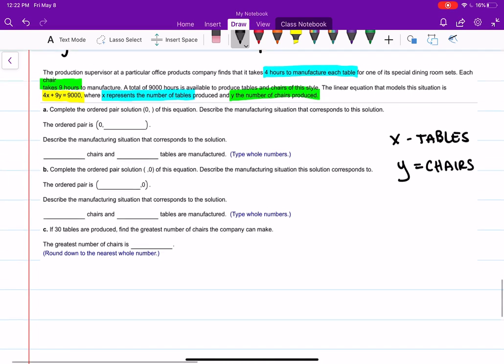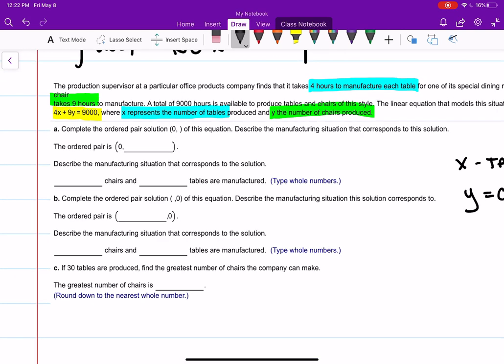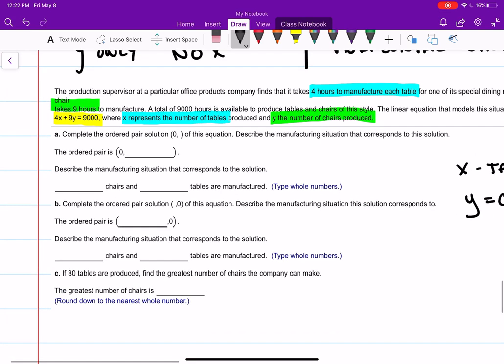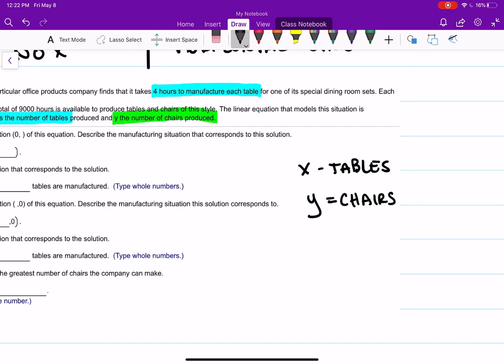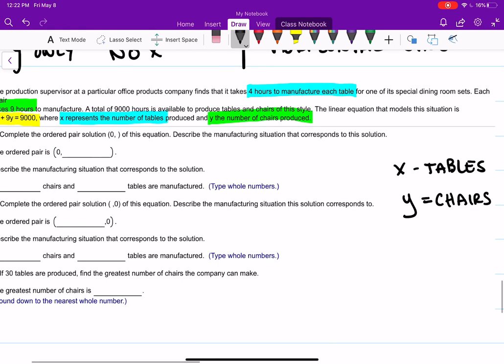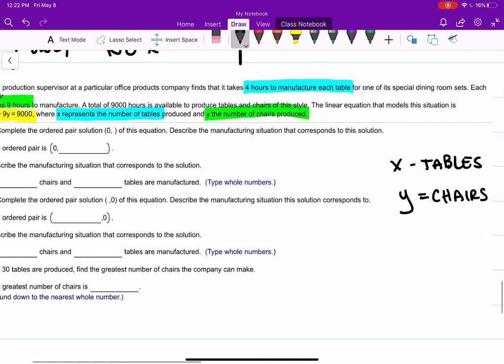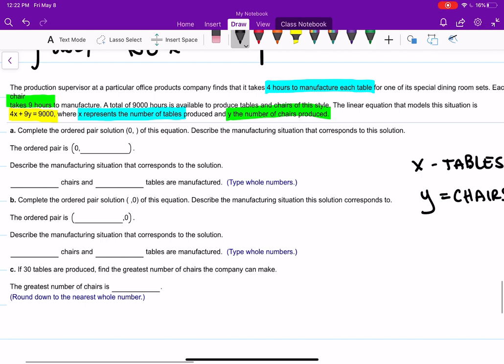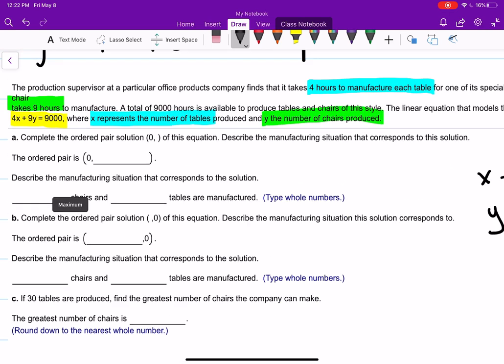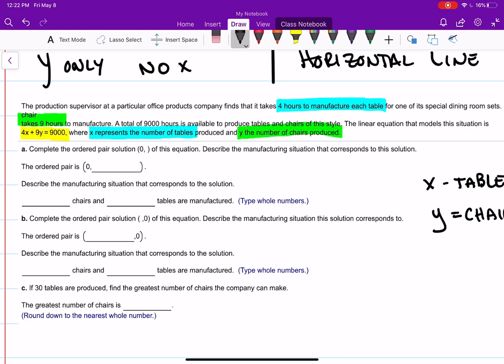Then I'm going to go into it. Part A here is asking you to complete the ordered pair solution where the x value is 0 of this equation, and describe the manufacturing situation that corresponds to this solution. So the x value is 0. Well, what does the x represent? X represents the number of tables. So in other words, if there were no tables, how many chairs can you produce?